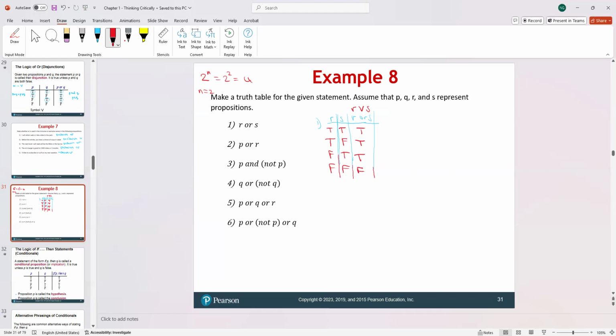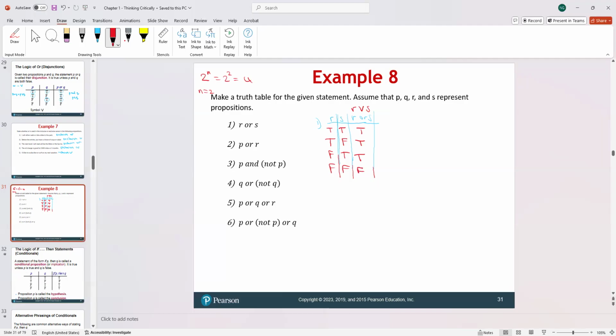If I buy you only chocolate, I don't lie because it's still true. If I buy both for you, if both true, I buy you pizza and I buy you chocolate, it's true. But if I promise that I buy you both and I don't, that's when I lie. So that means if both of them false, then it's false, right?